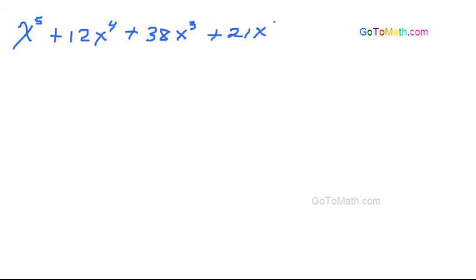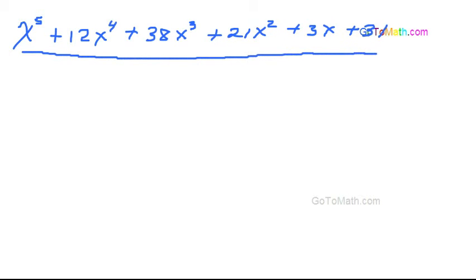Okay, so we're going to rewrite this. x to the 5th plus 12x to the 4th plus 38x cubed, 21x squared, plus 3x and then plus 31. And it's over the best line I can draw.